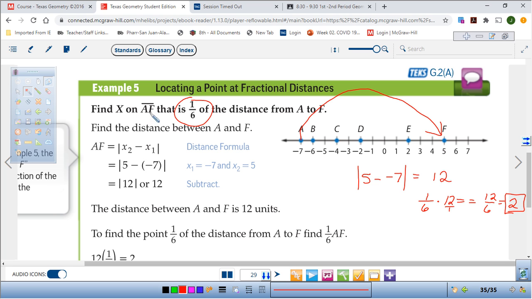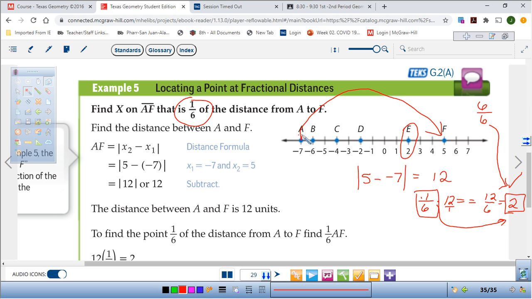Find X on AF, that is 1/6 of the distance from A to F. So they're not saying 2. They're not saying letter E. They're saying what? 1/6 of the distance. So instead of going from A all the way to F, which would be 6, let's go how far? 1/6 of the way, which is only 2 units to the right.